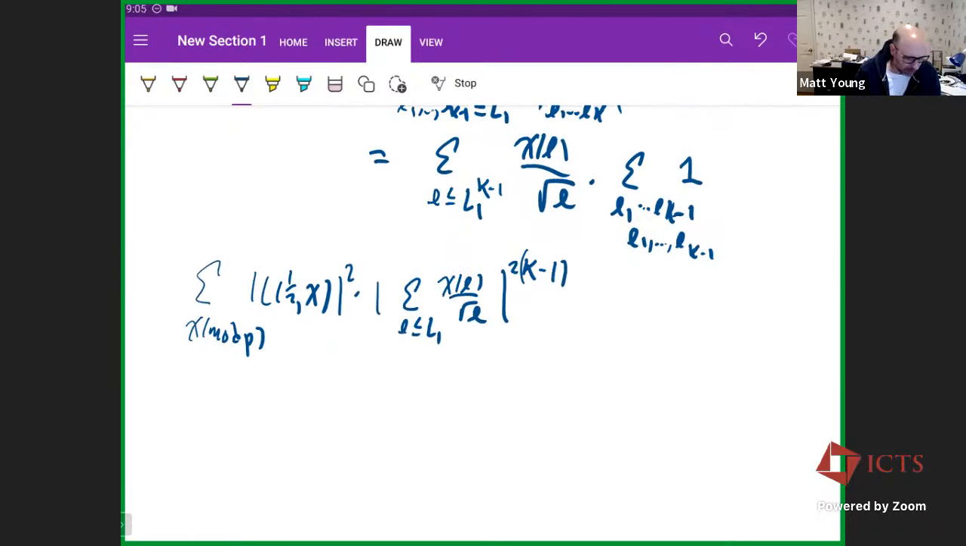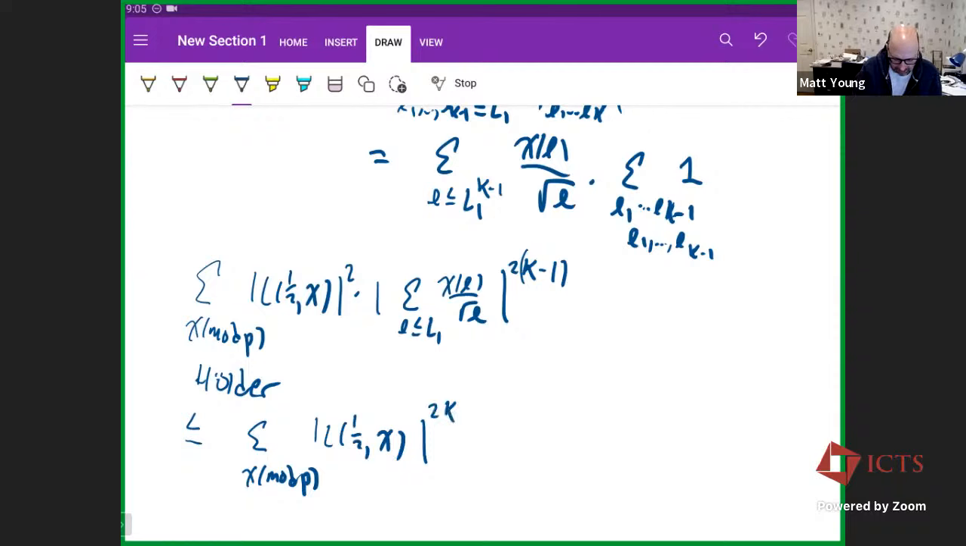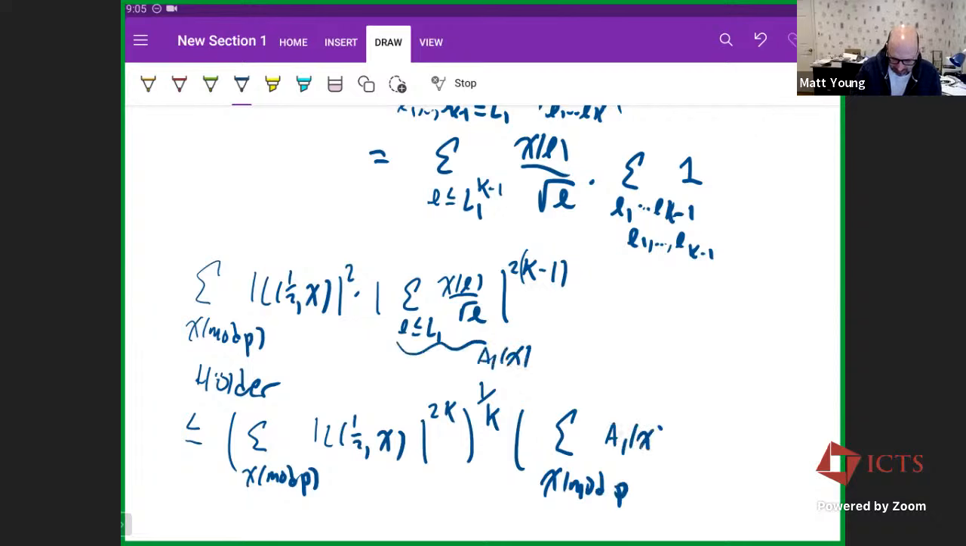Okay. And then now I want to use Holder's inequality on this. And so I want to get the 2kth power here. So that means I'm going to raise the first one to the kth power, and then I'll have a 1 over k power here. And then the other one will have the dual exponent. So this was my a1 of chi, so I'm going to have a1 of chi to the k minus 1th power.